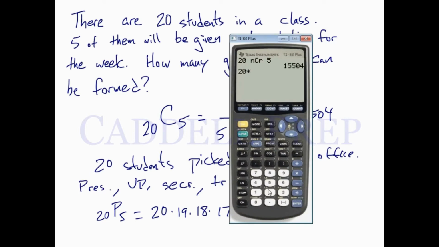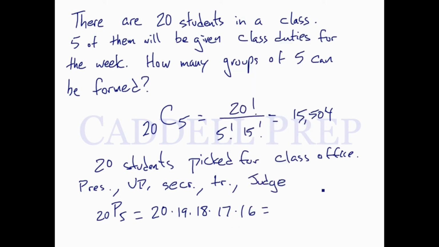Which is going to be probably a lot bigger. Yeah, it's a whole lot bigger, 1,860,000, and I'm going to redo this as 20, probability, P, 5, and we should get the same number, and we do. 1,860,480. So there is a distinct difference between a combination and a permutation.